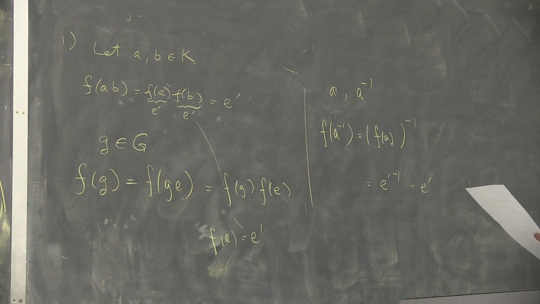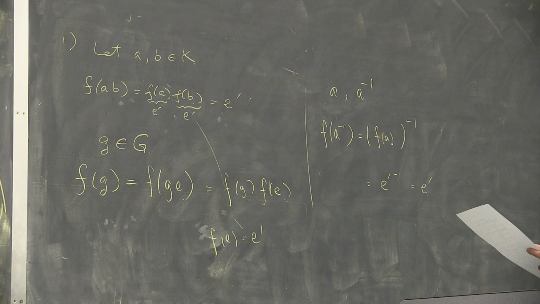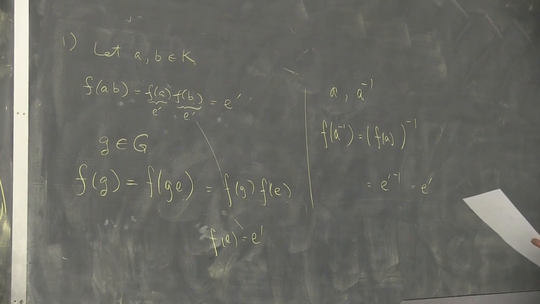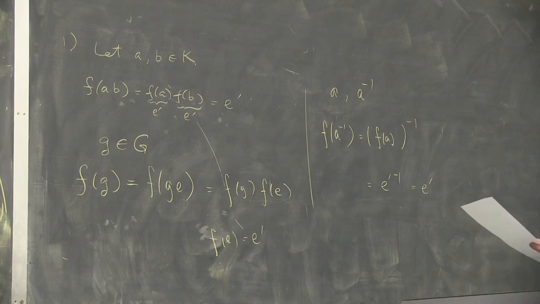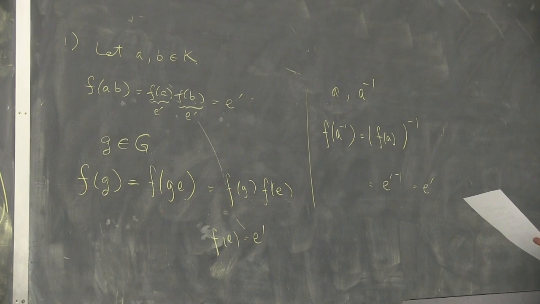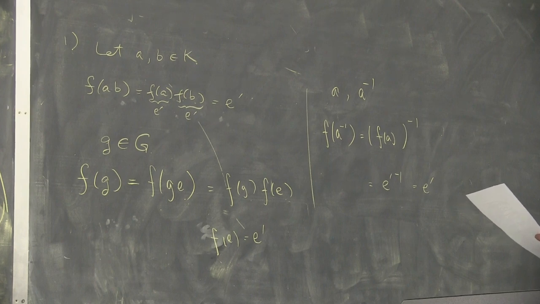Finally, I think that's enough to prove that the kernel is in fact a subgroup. Now we have to show that it is a normal subgroup. Okay? So how do we show that it's a normal subgroup? We have to show that it's a normal subgroup.